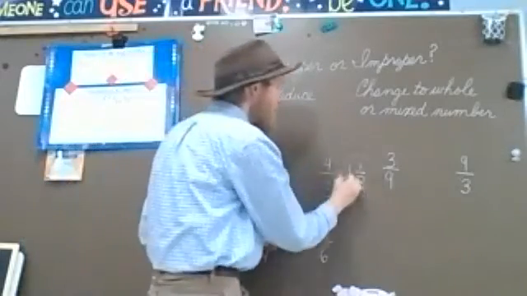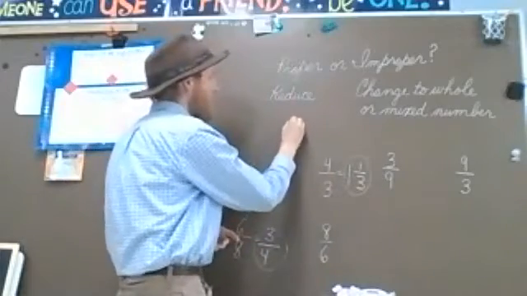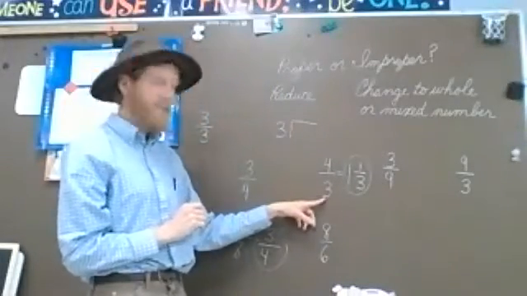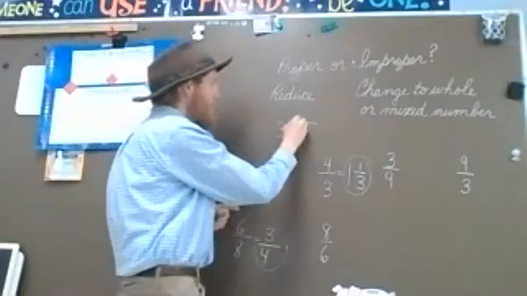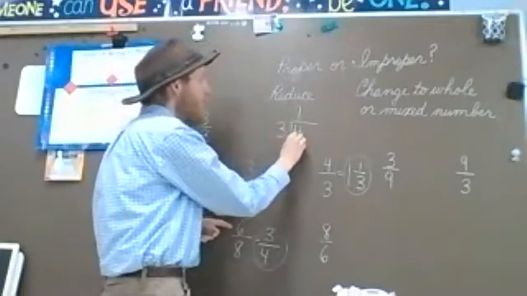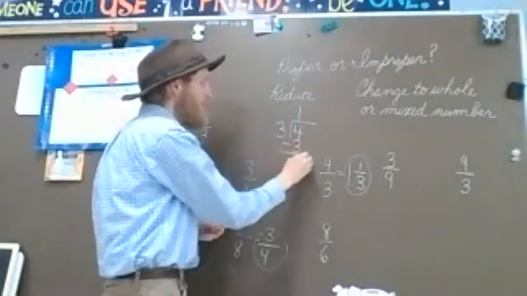Now we could also do it this way. We're simply dividing our denominator into our numerator. 3 goes into 4 one time. 1 times 3, 3.